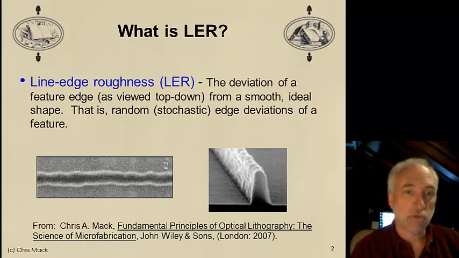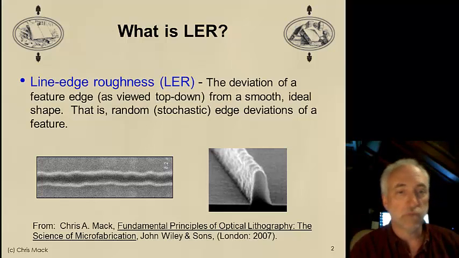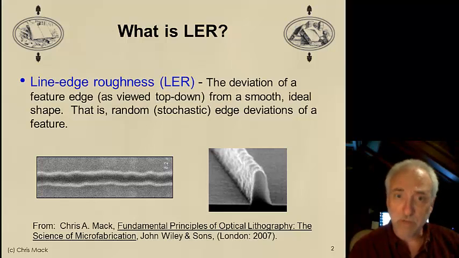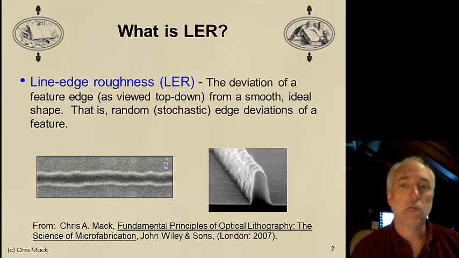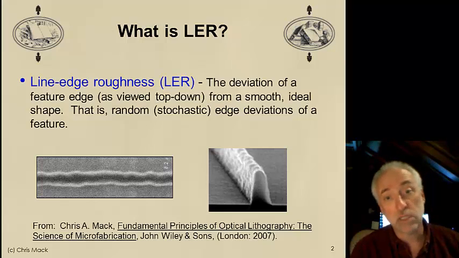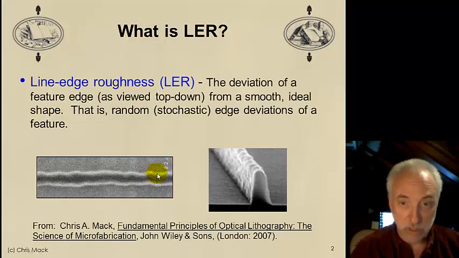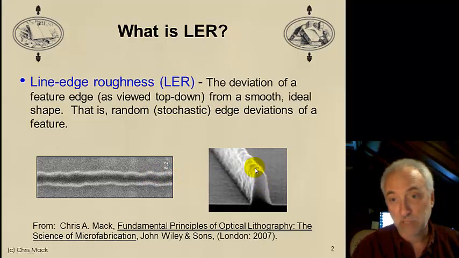What is this line edge roughness? Well, technically it's simply the deviation of a feature edge from the smooth ideal shape. But really when we're talking about roughness, we're talking about randomness. Random variations that cause the edge to deviate from its desired position. Here I show a top-down view of a line, and you see it kind of wiggles. Both the width is varying and the edge position is varying. And if I look at a cross-sectional view, I see that the side walls are rough. Even the top surface of the photoresist is rough.